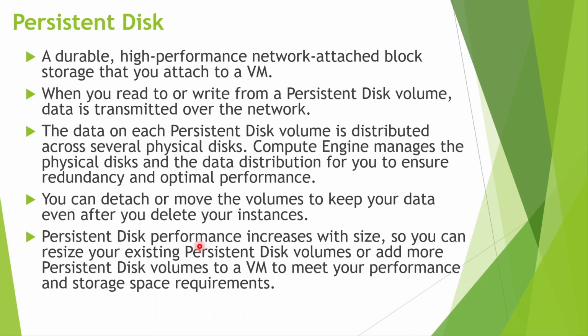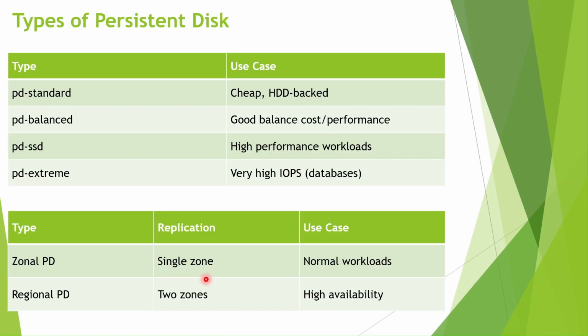Persistent disk performance increases with size. As you increase the size of the disk, its performance also increases. You can resize your existing persistent disk volume, and you can also add more persistent volumes to a VM to meet your performance and storage space requirements. Suppose you have a 500 GB disk and its data is full, so you can increase the size of the disk. And there are multiple types of persistent disk.